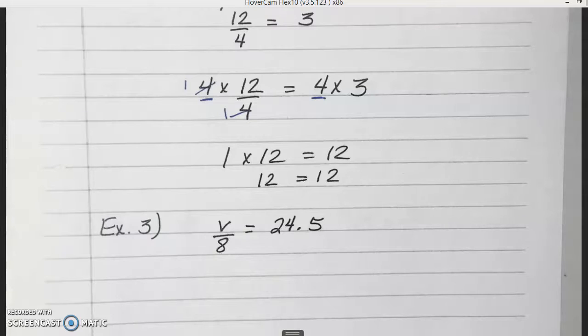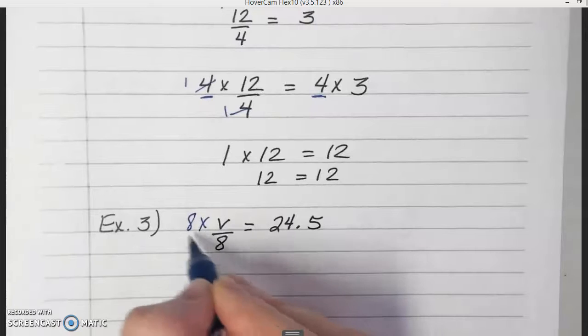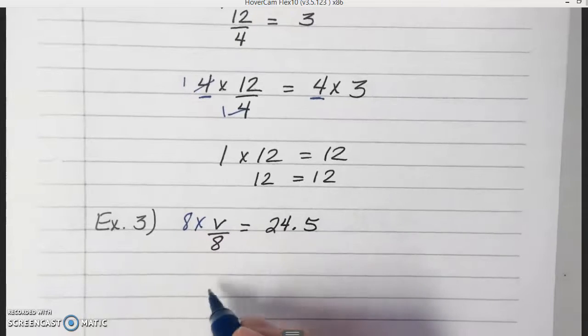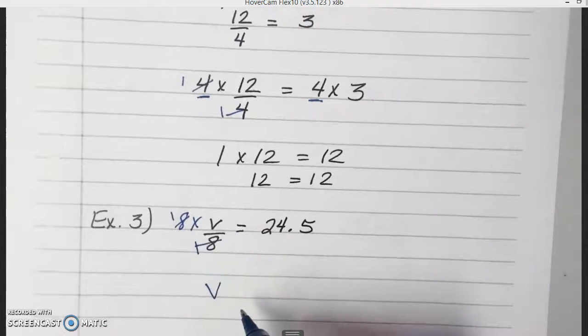So in example 3, we have v over 8 is equal to 24.5. Notice that v is part of the fraction here, right? It's not being multiplied times the fraction, it's part of the fraction. So in order to find out what v is, we've got to undo this division that's happening here. If we multiply by 8, we can cancel those out, be 1 and 1, and that would leave me with v.